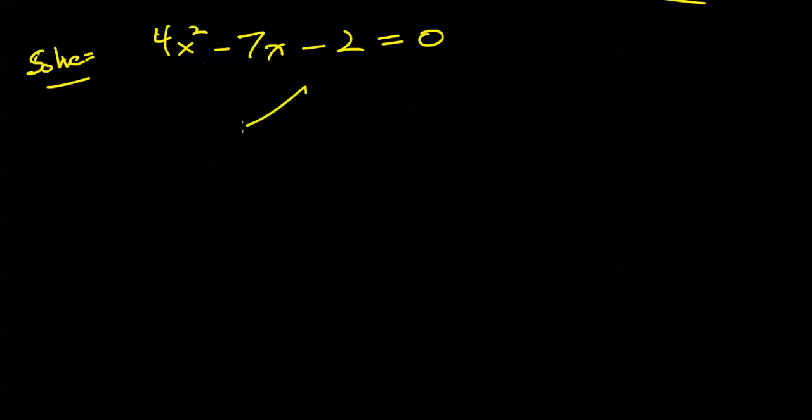So let's jump right in, work out some examples. I'm going to give you a degree 2 equation which I would like us to solve. 4x squared minus 7x minus 2 equals 0. Well, we can do it two ways. We can solve by factoring, or we can solve it by the quadratic formula. Let me try it by factoring.